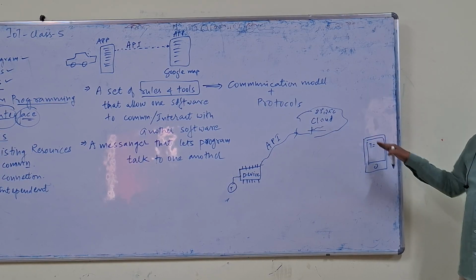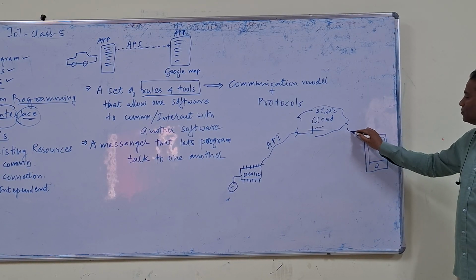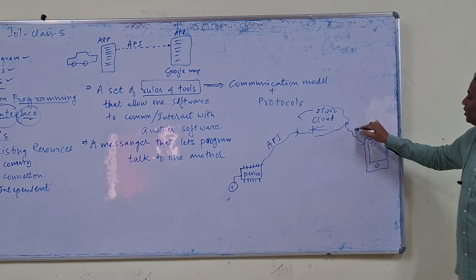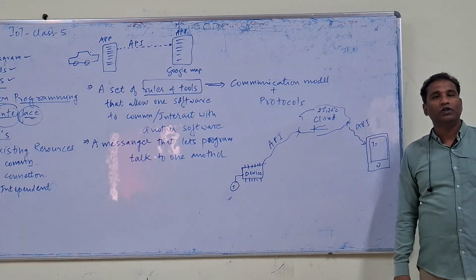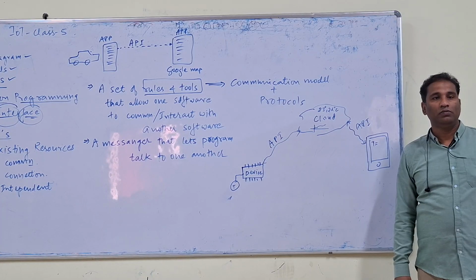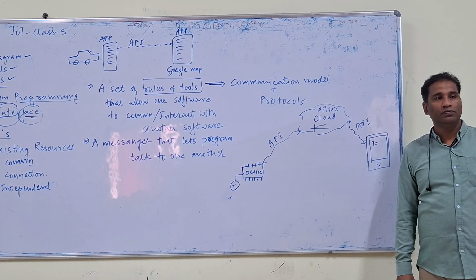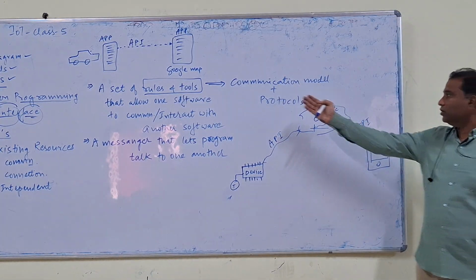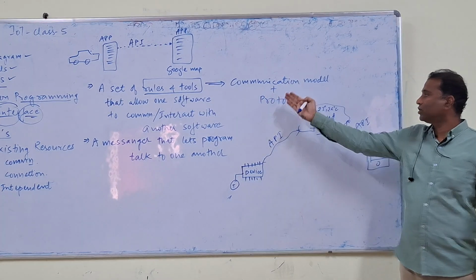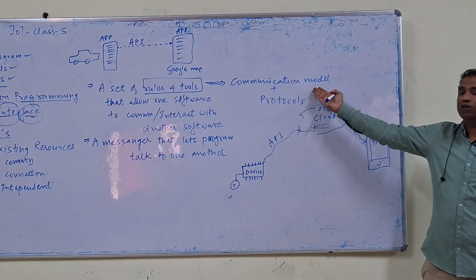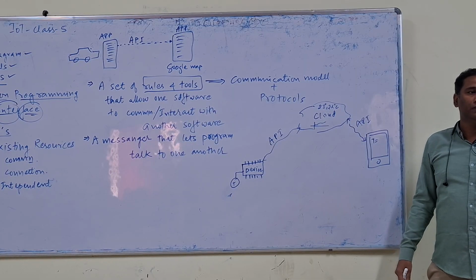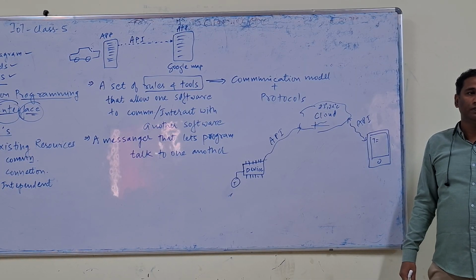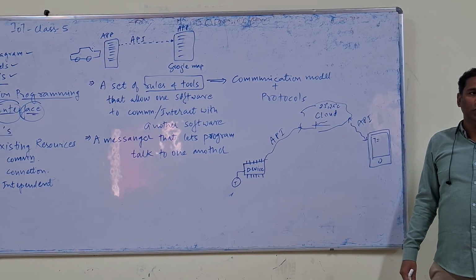So I need another person here. One API is required. Keep this in mind. That's why we are studying API. APIs use rules and tools. There are communication models and protocols. We already have seen communication models in the previous class. In the next class we will see the protocols. Is this idea clear?